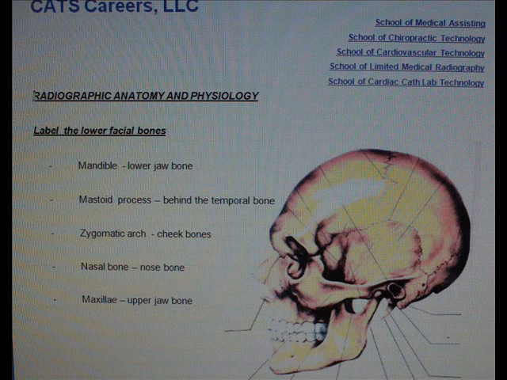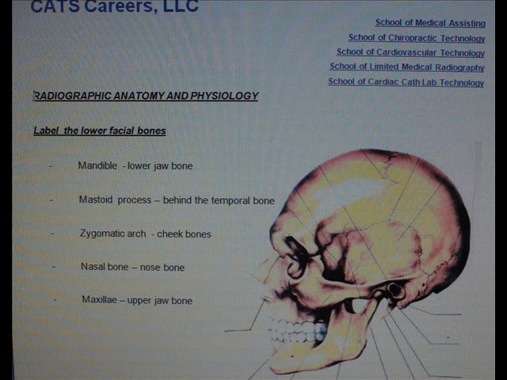Now we're looking at labeling the lower facial bones. As a part of a limited medical x-ray, we cannot do skull x-rays. However, when you're x-raying the spine, the cervical spine, we have to make sure that we come up high enough to get C1. So we want to make sure that we come up as far as behind the ear. Okay?